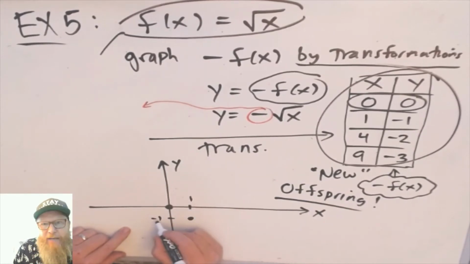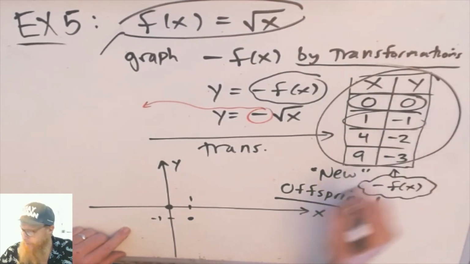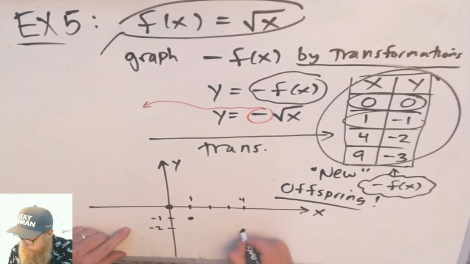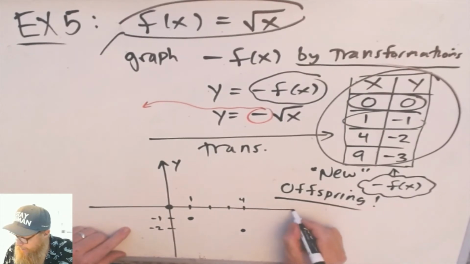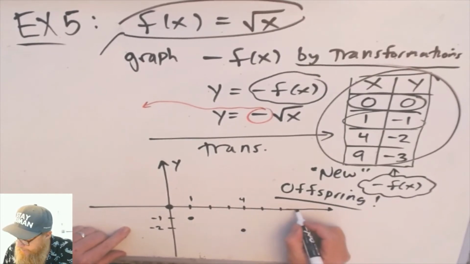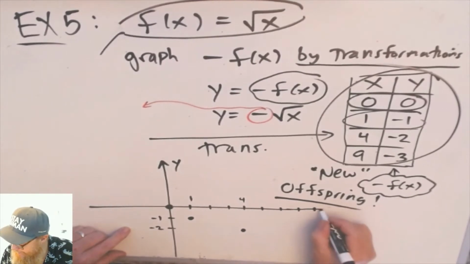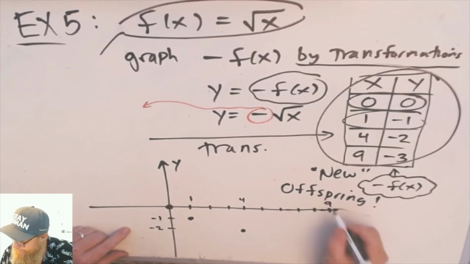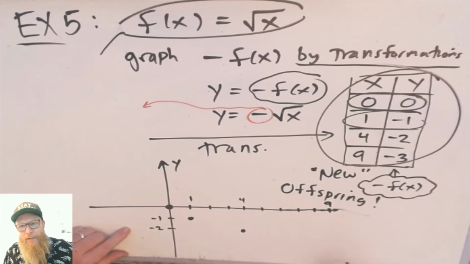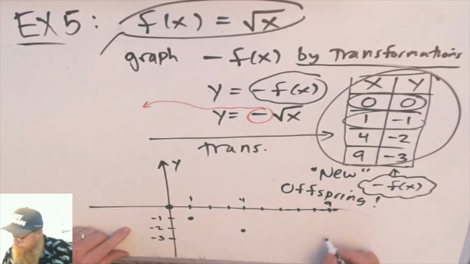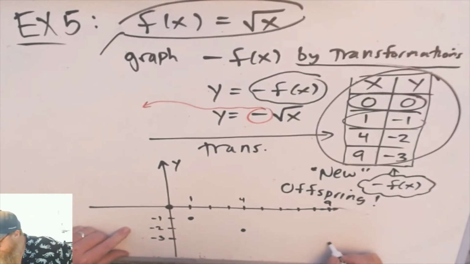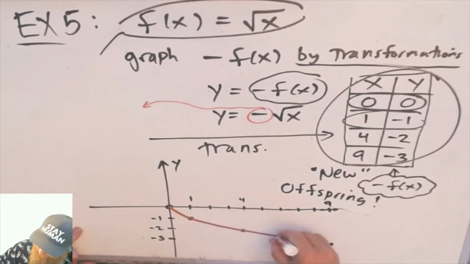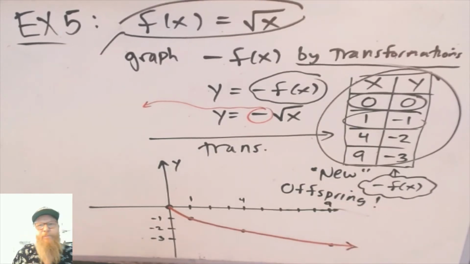So there's 1 and -1, 4 and -2, you think I could fit 9? 5, 6, 7, 8, 9. All right, there's 9. And -3. Now I'm kind of wishing I would have used the board. All right, and so here's your graph. There you go.